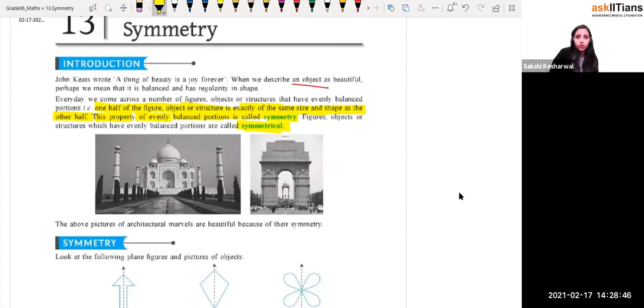If you take a close observation over here, you can see that this is divided like this. I'm not using a pen like that. Can you see that this part is similar, the half of the other part? If you see the right half and the left half, both look the same. So the above architectural marvels are beautiful because they are symmetric, right?